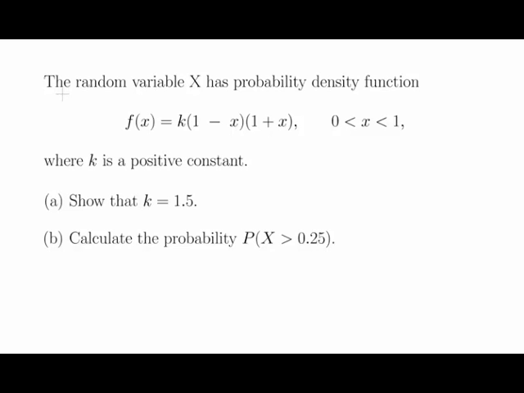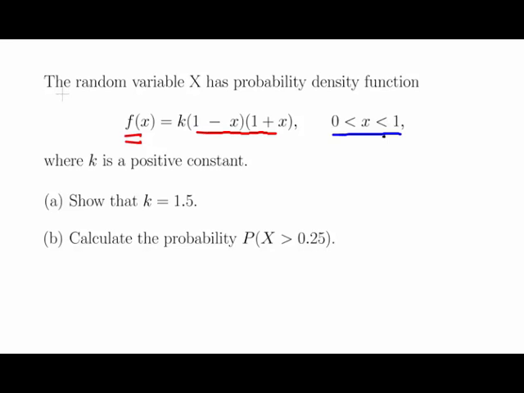In this presentation, we're going to look at continuous random variables and evaluating things like the expected value and so on. So in this case, we'll start off with a simple one. The random variable x has probability density function f of x. Now you notice that we have small f there for probability density function, equals k times (1 minus x) times (1 plus x). That's actually the difference of squares there, 1 minus x squared. And importantly, the range of values for x is between 0 and 1.